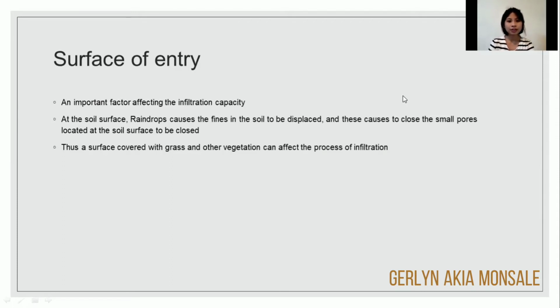At the soil surface, raindrops cause the fines in the soil to be displaced, and this closes the small pores located at the soil surface. So when the raindrop hits the earth's surface, there are two likely things to happen. First, the water will run off, or second, the water will infiltrate into the soil.